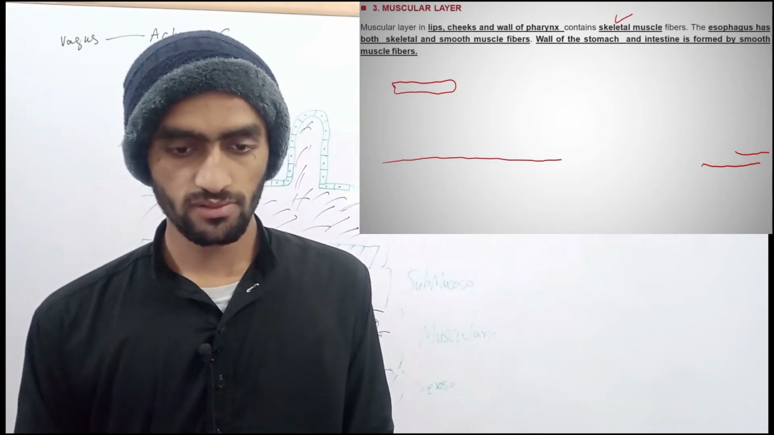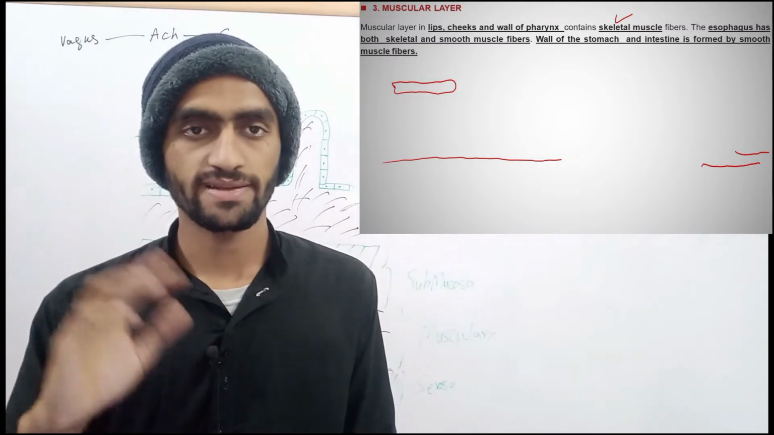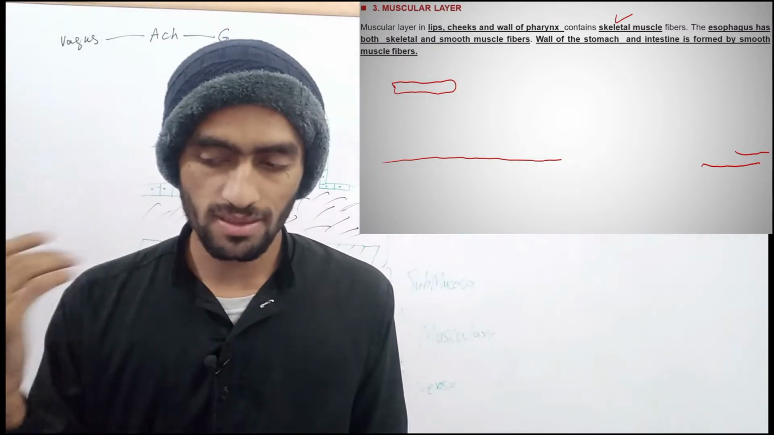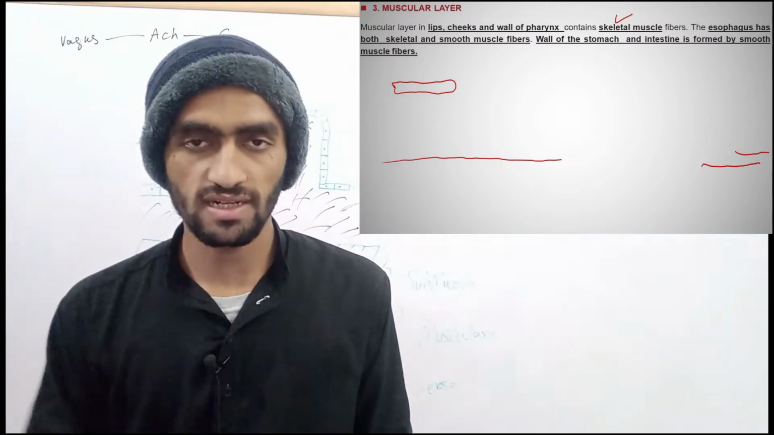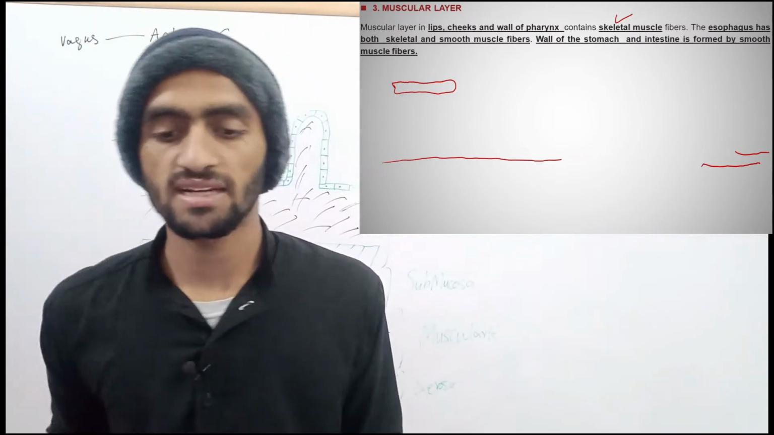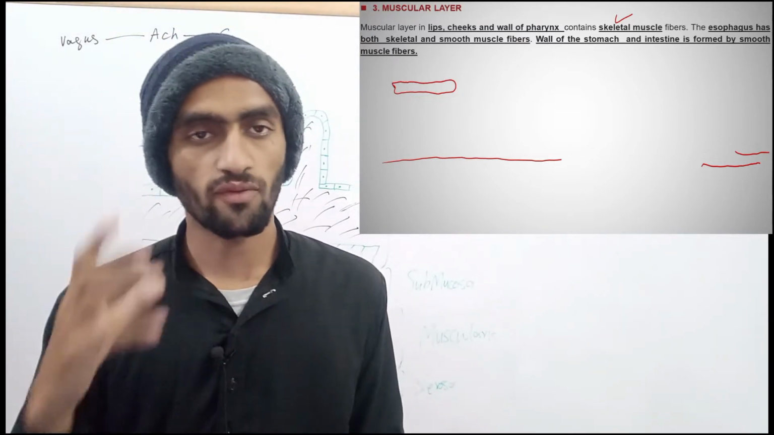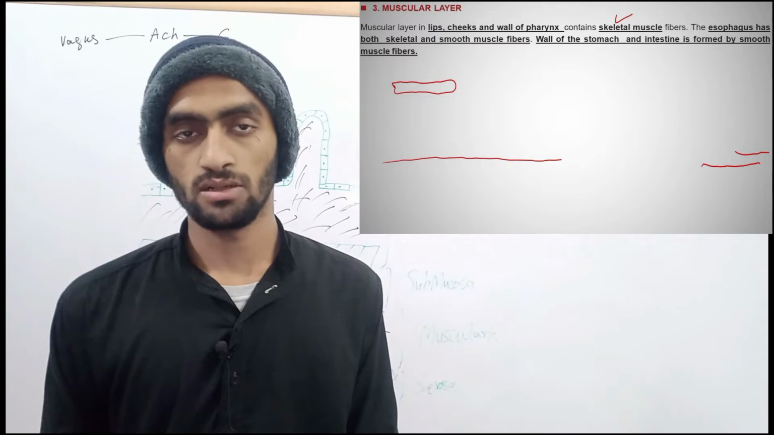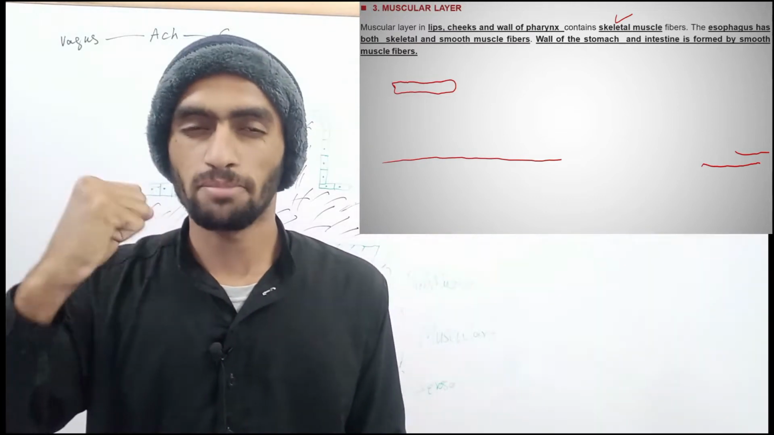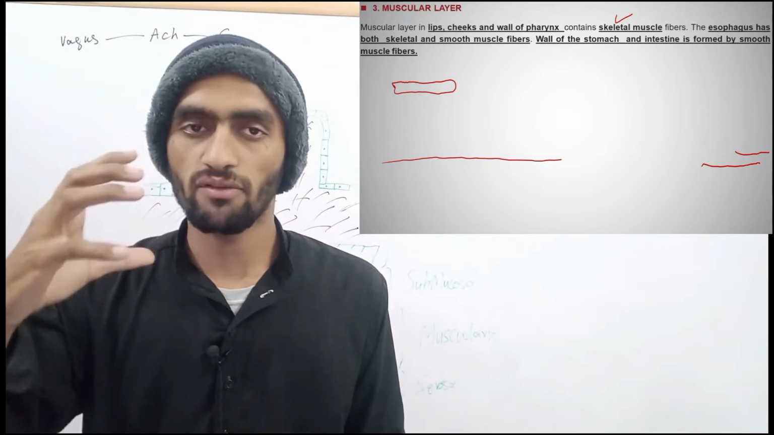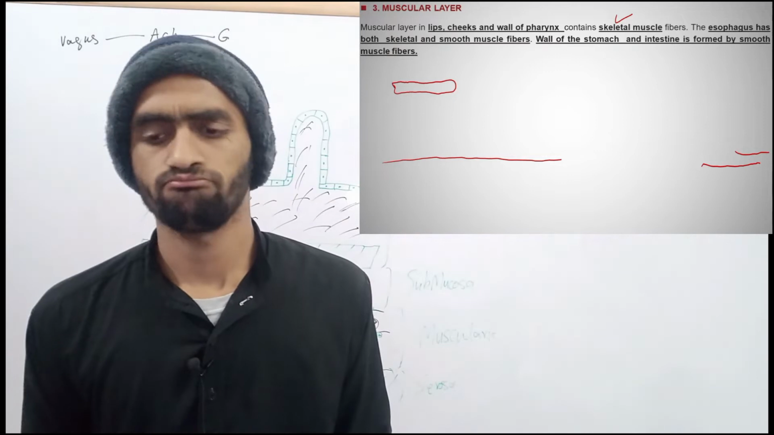muscular layer, we have two types: inner circular and outer longitudinal. It may be skeletal, it may be smooth. If it's smooth, it is involuntary. If it is skeletal, it will be in our control. In the lips, cheeks, and wall of the pharynx, we have skeletal muscle. So we have control to break down our food or not.